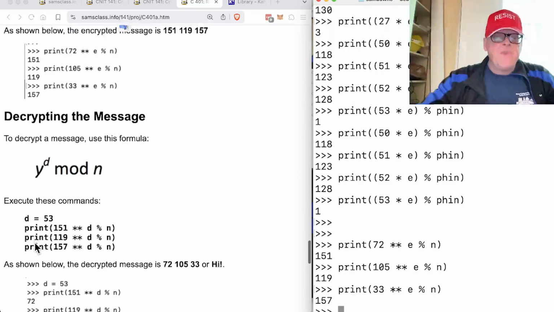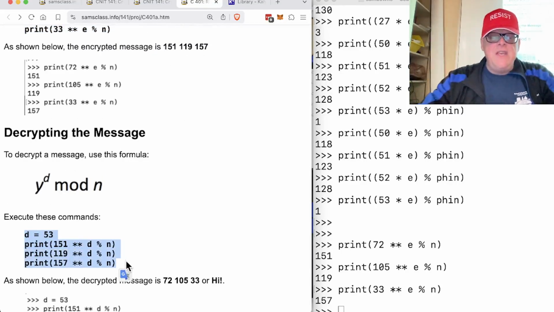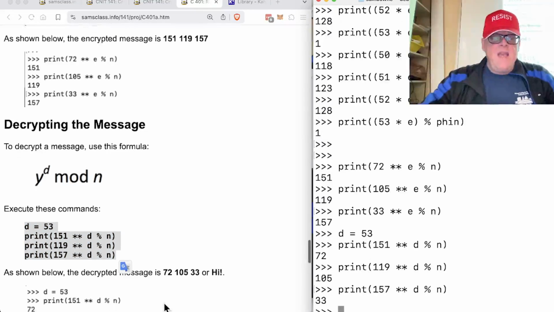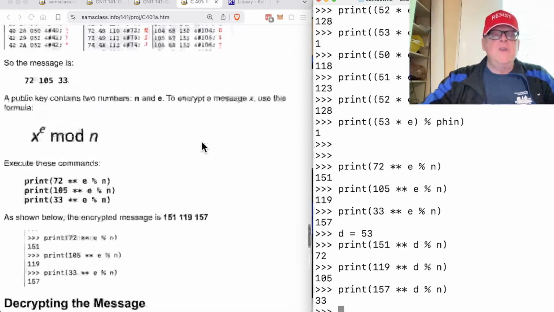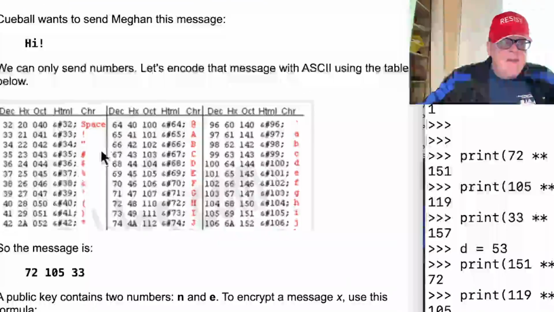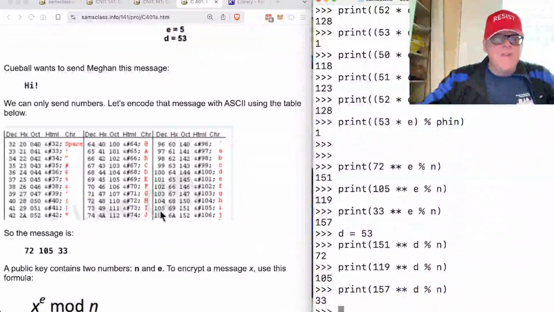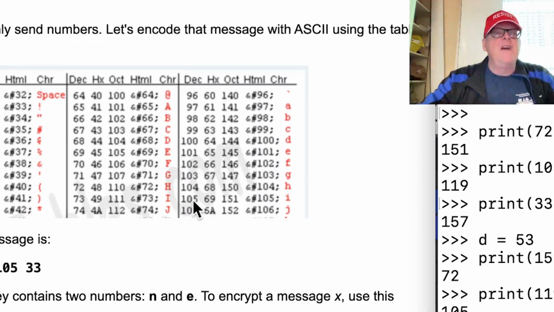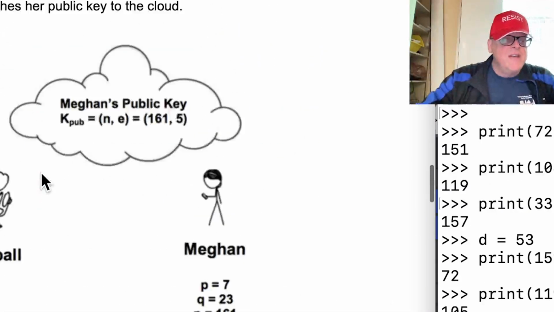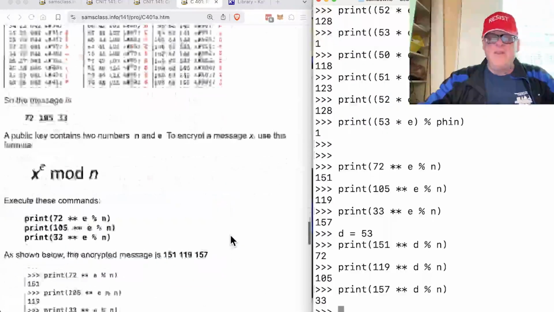So all she has to do is take these numbers, 151, 119, and 157, and take them up to the D mod n. And that turns them back into the original message, 72, 105, 33, which you can then look up in this chart. 72 is a capital H, and a lowercase i is 105. And an exclamation point is that other number, 33. Yeah, so that's the simplest.